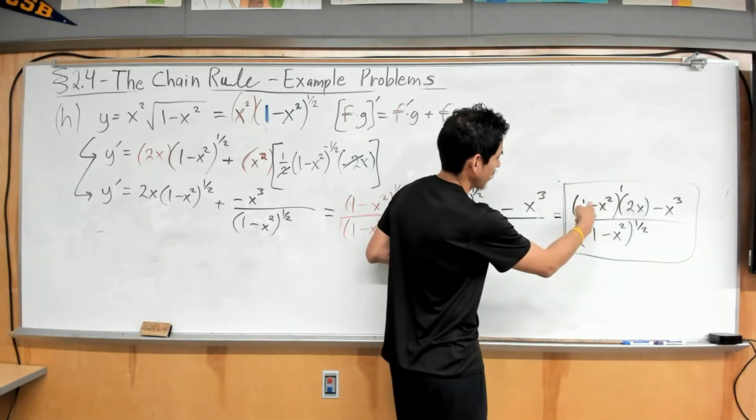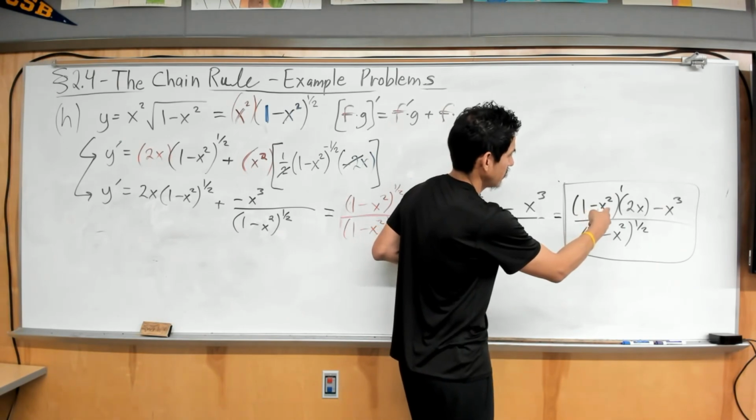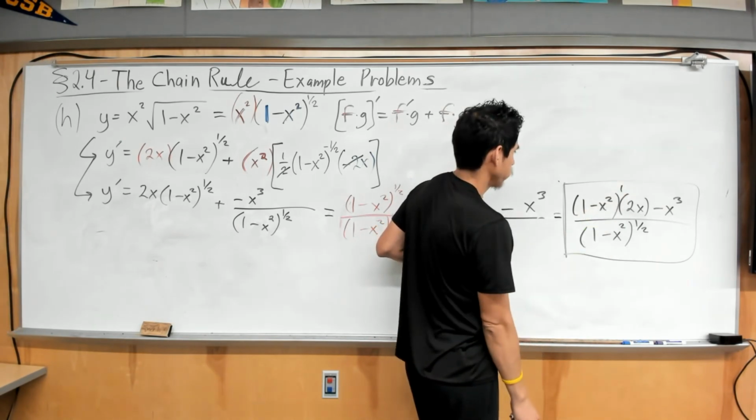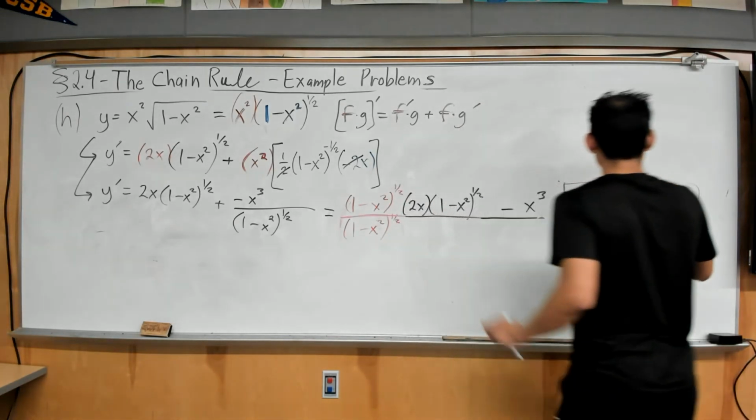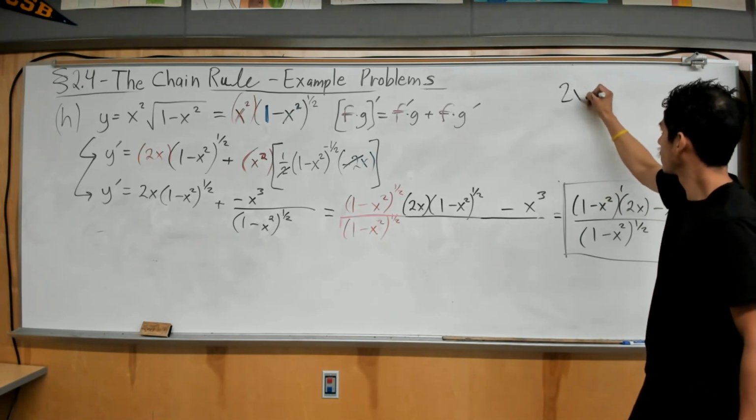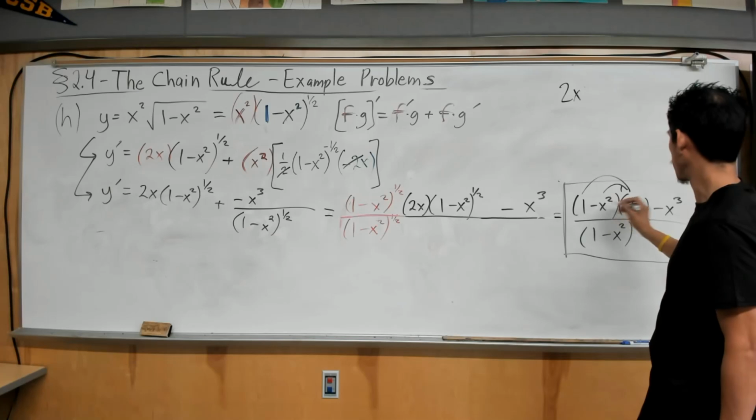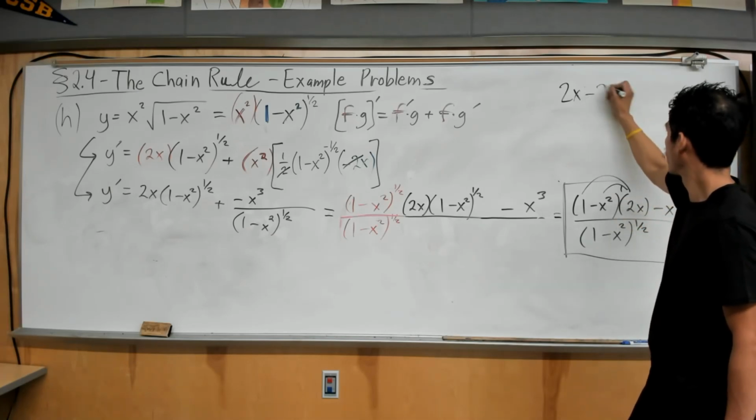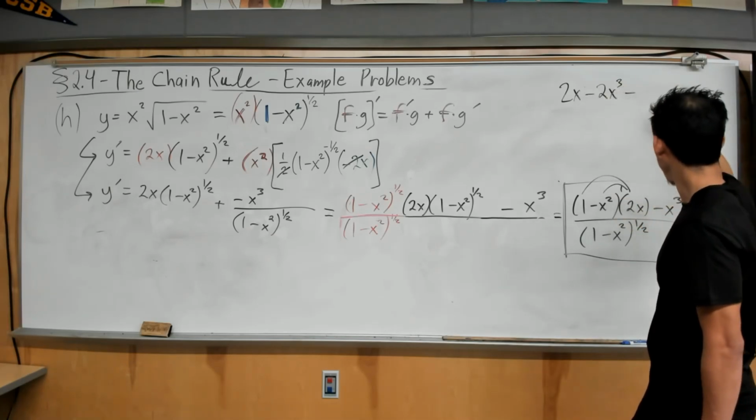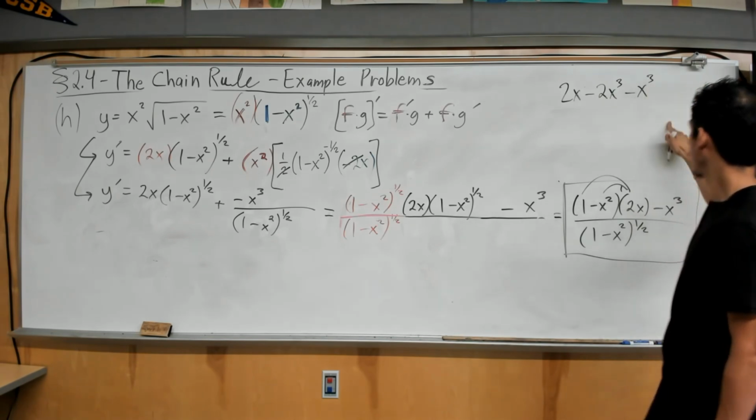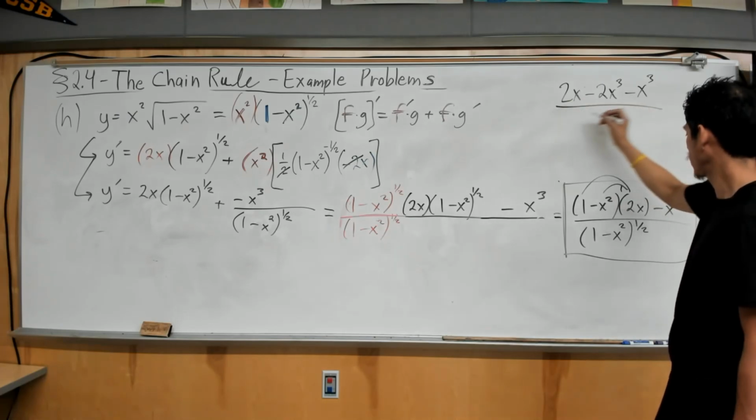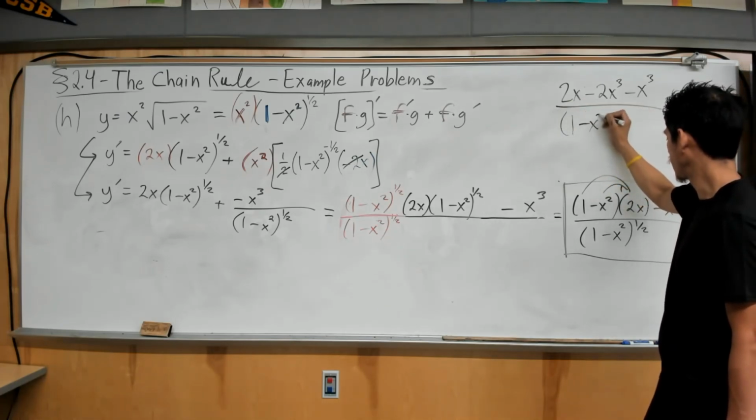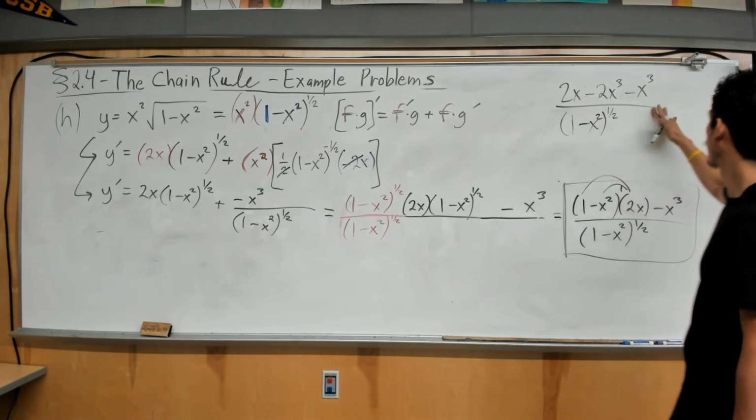And you go 2x minus 2x cubed. Oh, this, yeah, they're gonna want even further. They're gonna have 2x. So let's go up here. 2x minus 2x cubed minus x cubed. That's going to be on top, all over the 1 minus x squared to the 1/2.